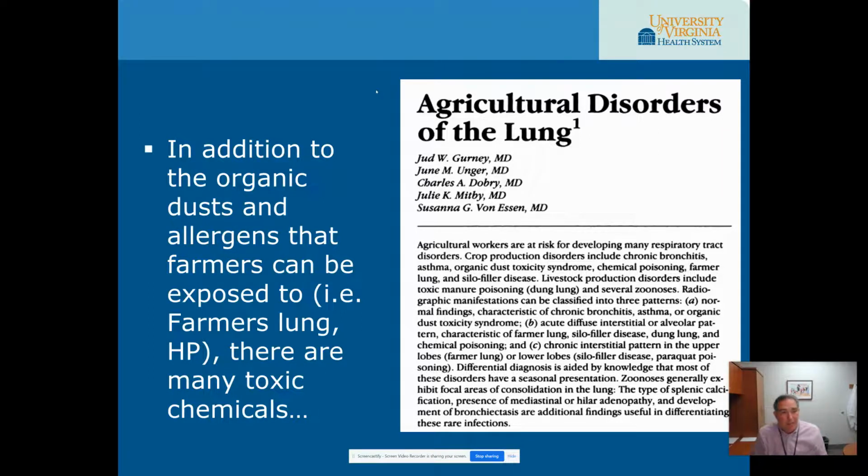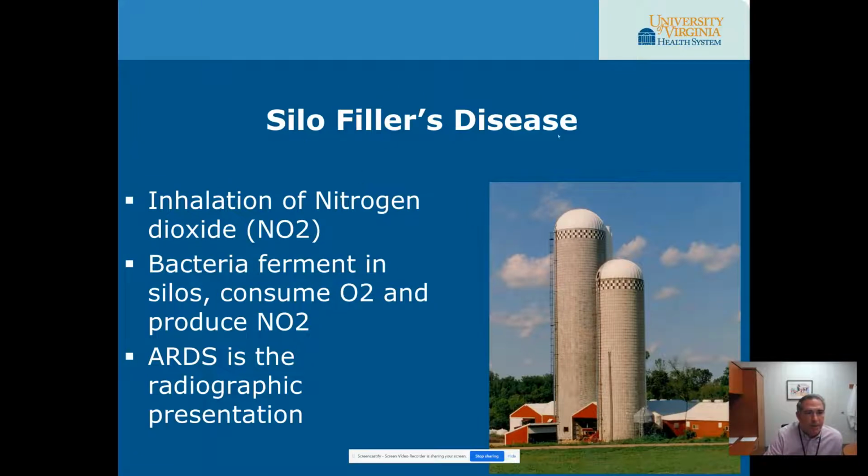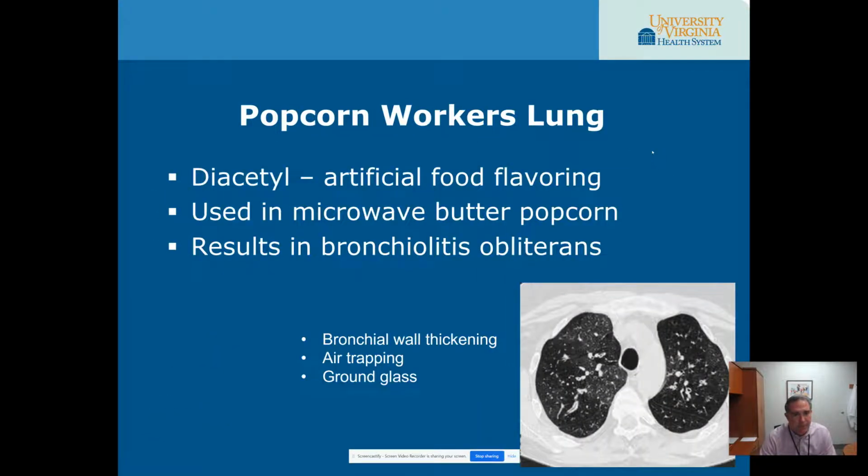In addition to organic dusts and allergens that farmers can be exposed to, there are also some chemical exposures, so we'll talk quickly about those. Silo filler's disease is one where it's basically nitrogen oxides that the bacteria produce in the silo. If farmers are in the silo or exposed to it, they can get an ARDS or acute pneumonitis from that. So that would be a pertinent history, called silo filler's disease.